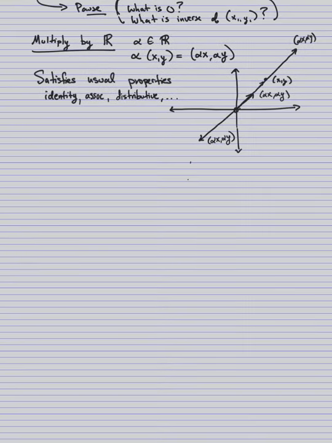Okay? So let me just note, we can do the same for Rn. Instead of looking at ordered pairs, we can look at ordered n-tuples. Define addition in exactly the same way, and multiplication in exactly the same way, just coordinate by coordinate. We can also do the same for Cn, okay?